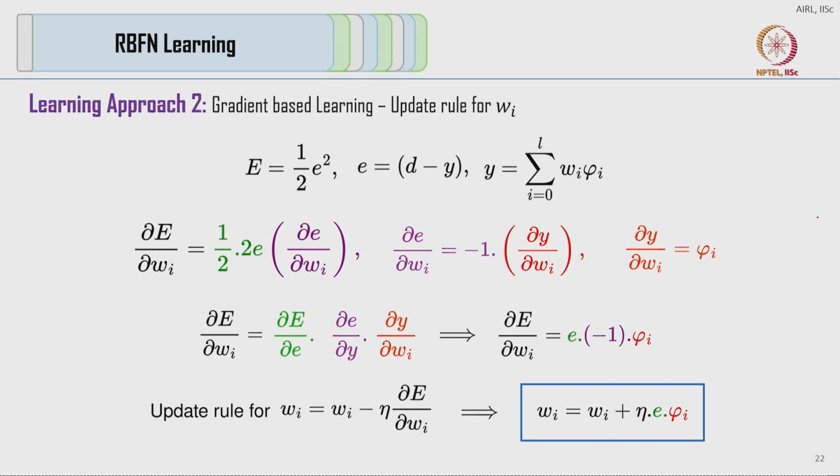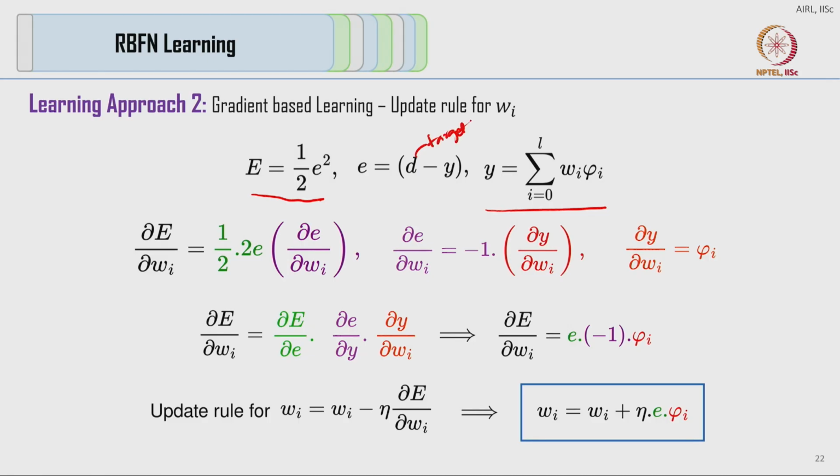For this you need to define error E, capital E, that is a loss function that we are defining. Capital E is equal to 1 by 2 e square. I am just showing it for a single sample, and then one can generalize, similar to a multi-layer perceptron, where e is nothing but d minus y. y is my network output, d is my target, right.